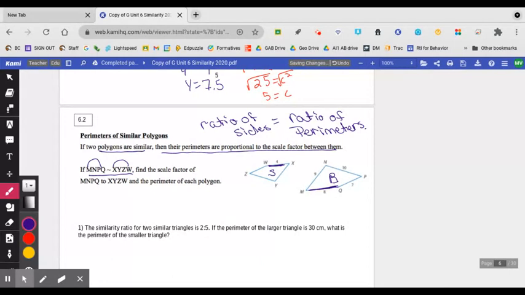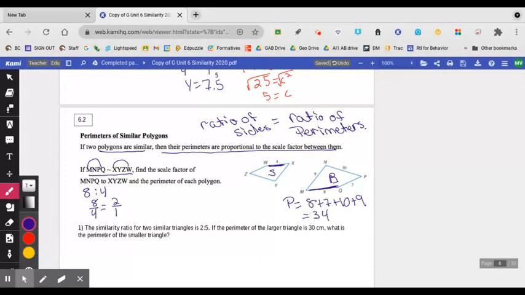So I'm going big to little. That means it's 8 to 4, or 8 over 4, which equals 2 over 1 if I reduce that fraction. So now I can find the perimeter of the bigger shape by just adding up all my sides, 8 plus 7 plus 10 plus 9, because for perimeter, you add up all the sides. And I get that the perimeter of that shape is 34.